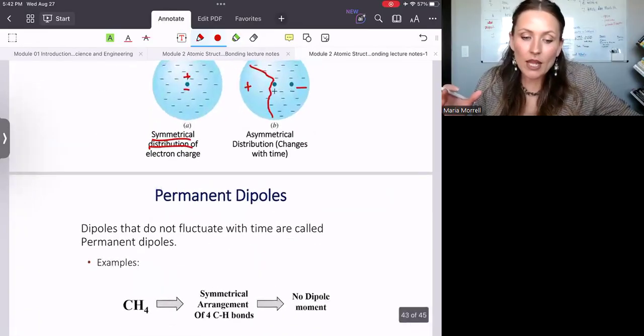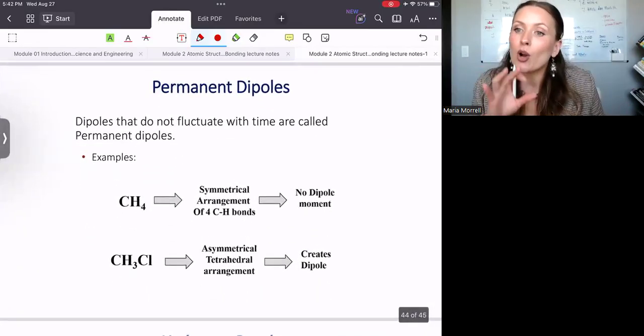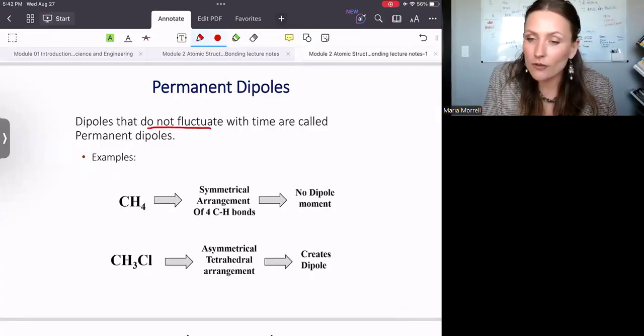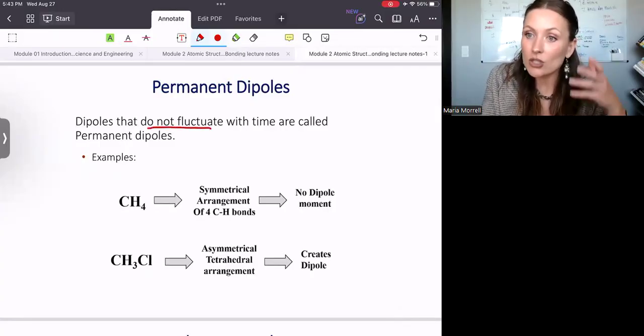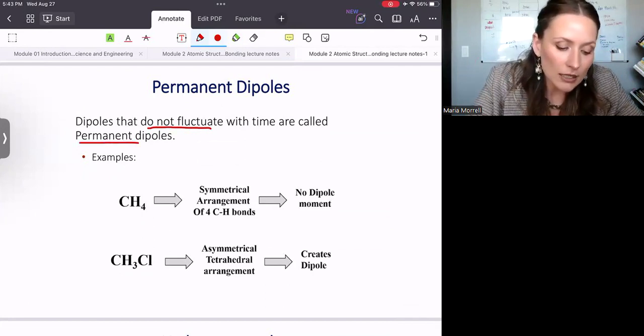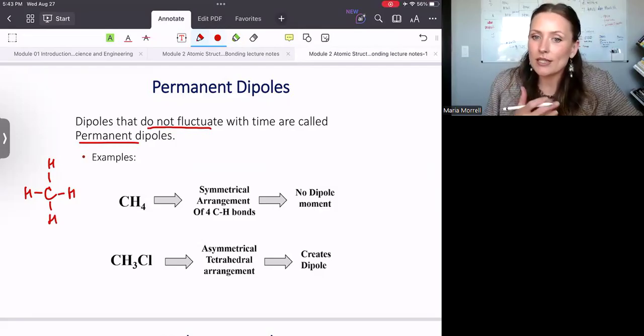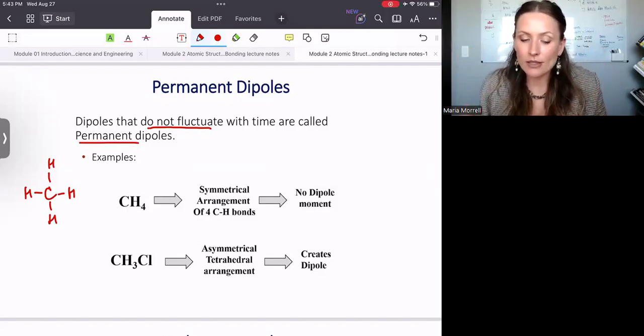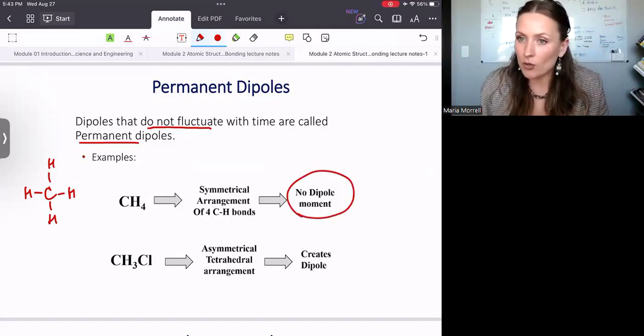Okay. Now there are also examples of permanent dipoles. And that means that these dipoles do not fluctuate with time. They actually exist as is, and they are permanent. And I'll give you an example. Let's consider CH4, this molecule. You can see that you basically have four carbon-hydrogen bonds, and there's a symmetrical arrangement of those bonds, and it means that there is no dipole moment.